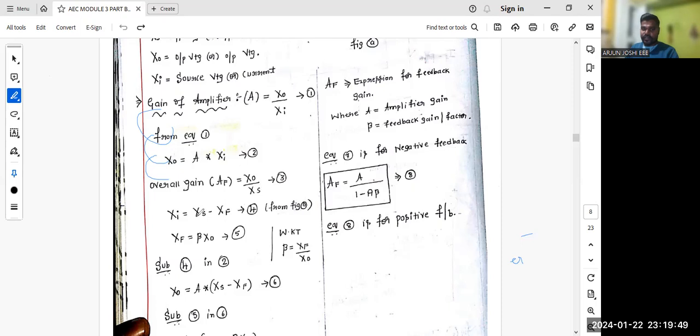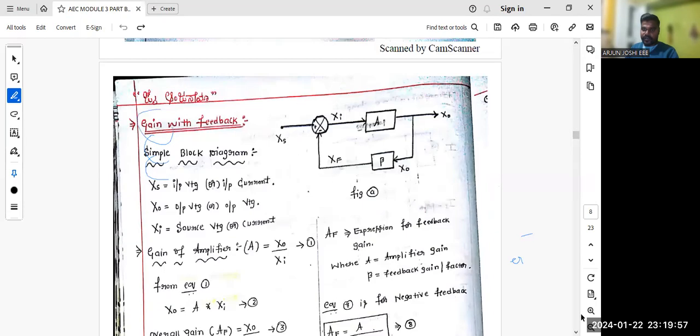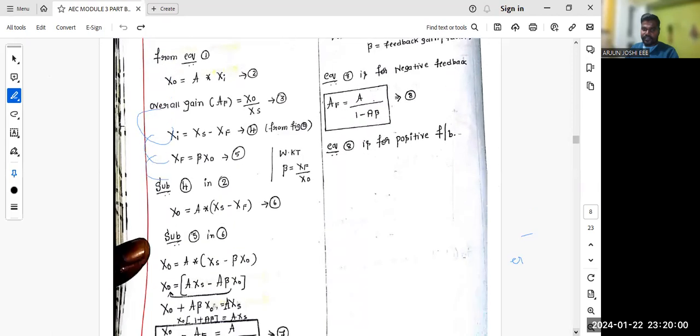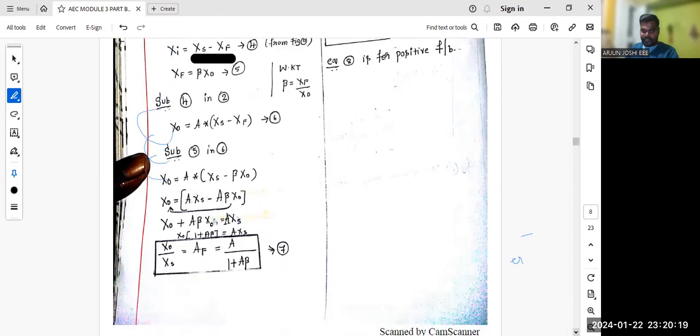Xi is nothing but, from the figure, xs minus xf. Next, xf is, obviously, we know, beta into x naught. Beta is nothing but xf divided by x naught. X naught is equal to A into xi, which means A into (xs minus xf). Substitute 5 in 6. Xf is equal to beta x naught, so xi is xs minus beta x naught.